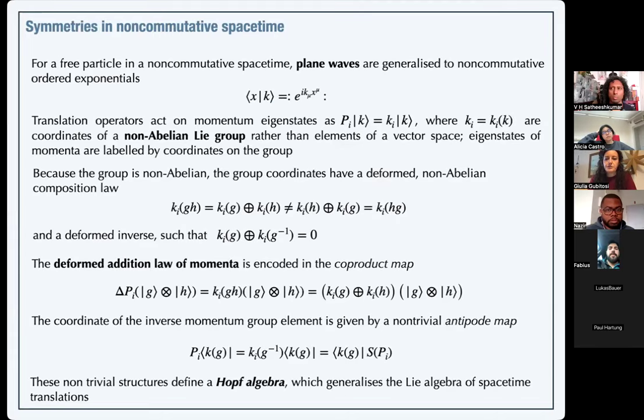But this language is useful if we want to do non-commutative spacetime, because then what happens? It happens that a particle on a non-commutative spacetime can still be described as a plane wave. However, this plane wave is not the usual commutative exponential, because now coordinates are non-commutative, okay? So it becomes a non-commutative object. And this means that you need to give an ordering. So you need to say in which order this sum is performed, because it would not be equivalent if you change the order.